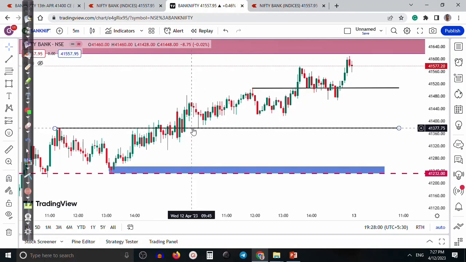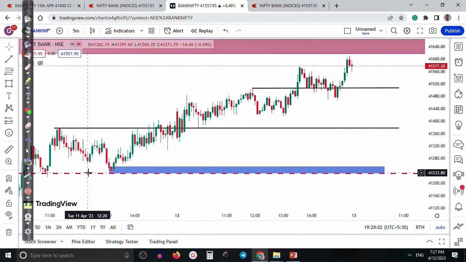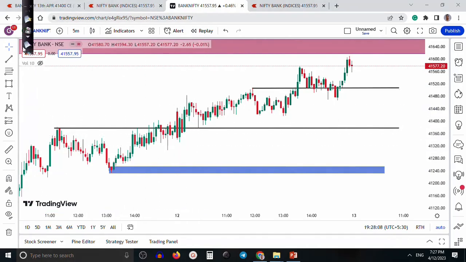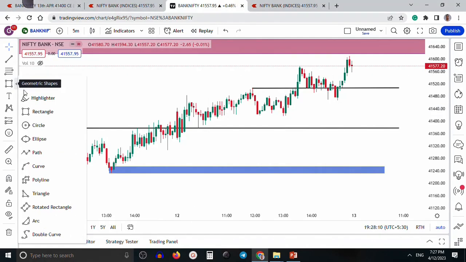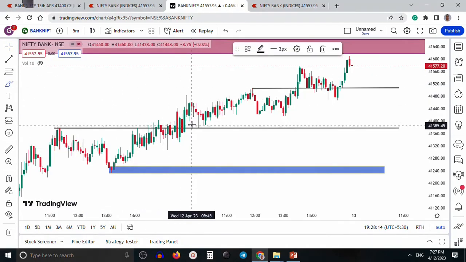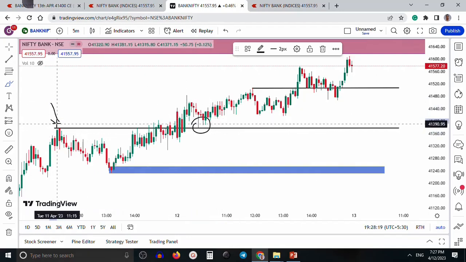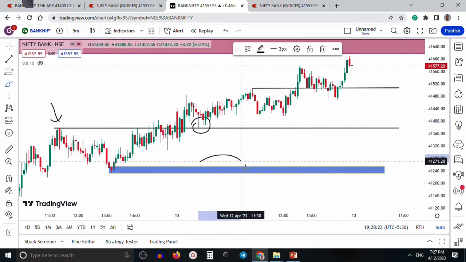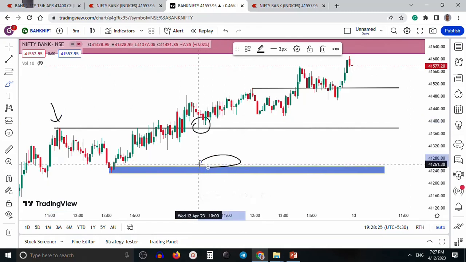So this is also a session line, so let me remove this session line. Okay, so it's very interesting. After that we were looking for buy in this area because this is a session breakout, and another we were looking for here near the demand zone, but price was not able to reach that level.